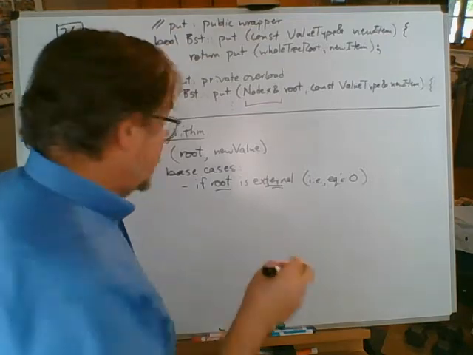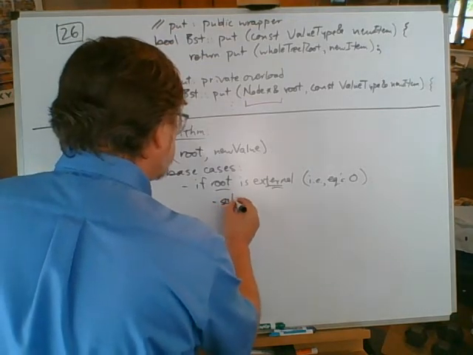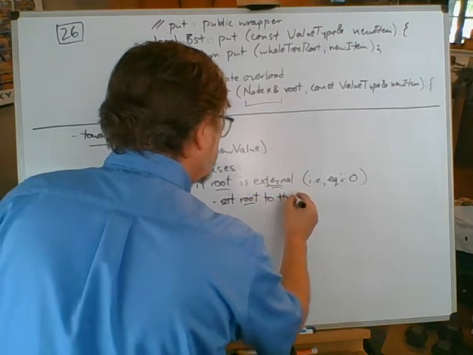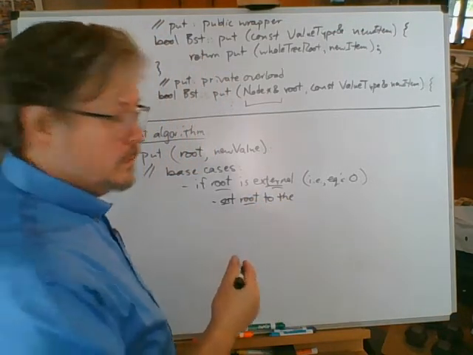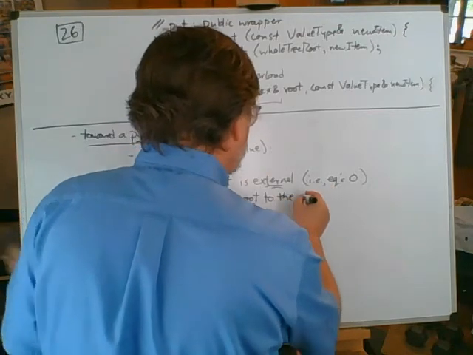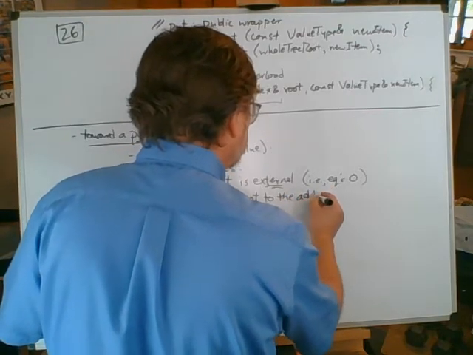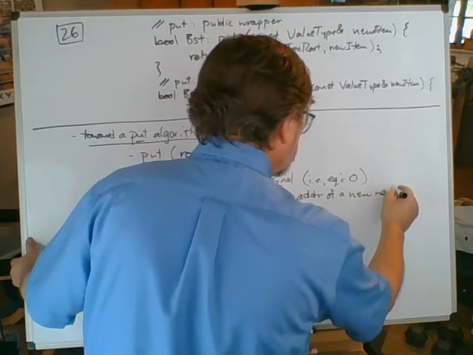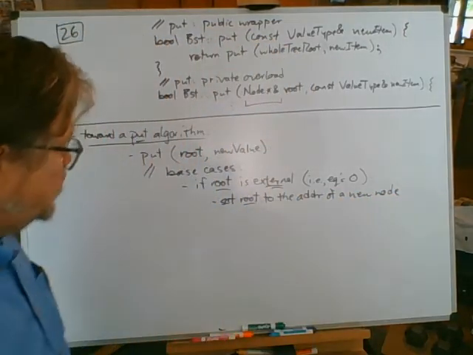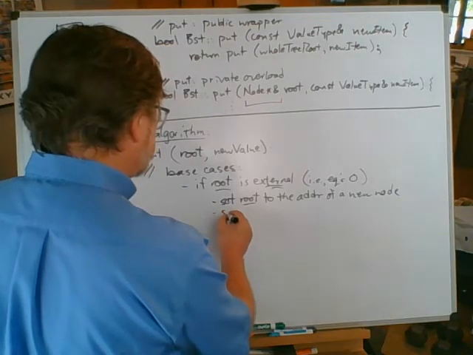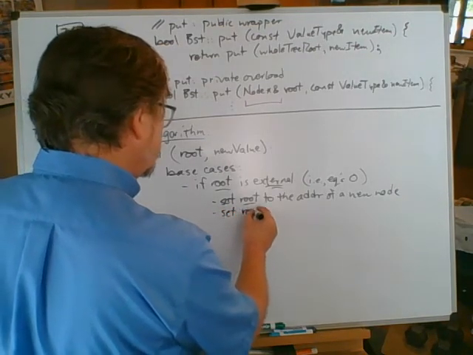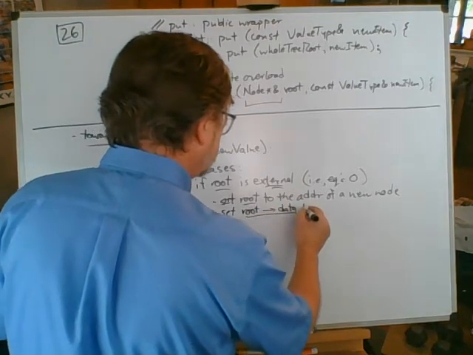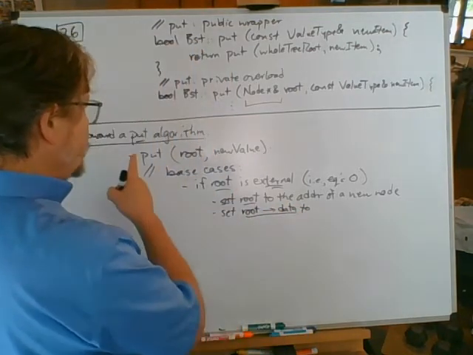You are exactly right. We need to set root to the address of a new node. In other words, we call new, dynamically allocate it. Set root to the address of a new node. Now that we've got something that we point at, we need to do some more sets. Set root data, root arrow data, whatever that field is called, I don't know, to new value.